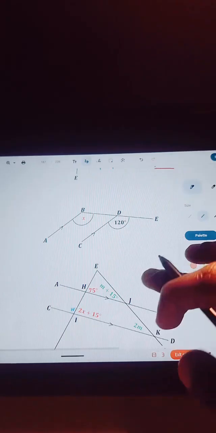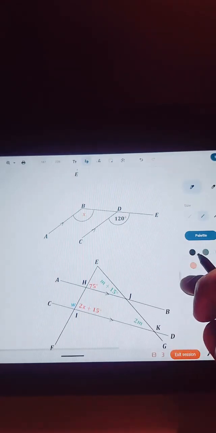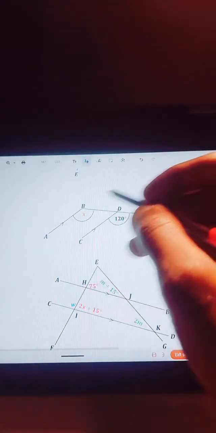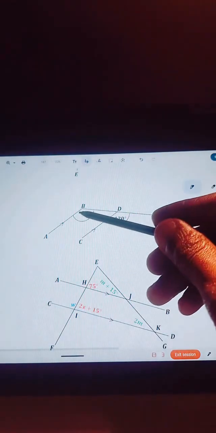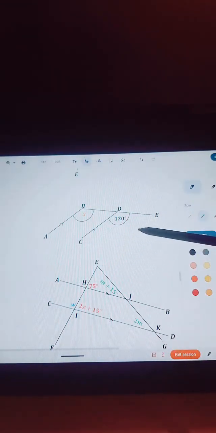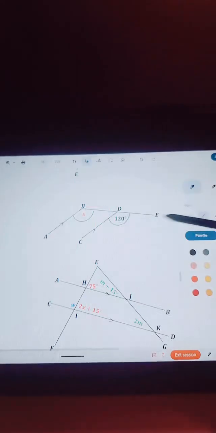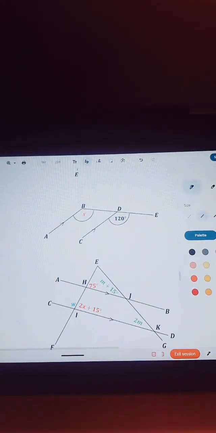Here is problem number 2. You have AB, you have the X there, you have CD, you have the 120 there, you have that transversal, which is BE, and all they want is the value of X, giving reason for this diagram. So what would you say there?